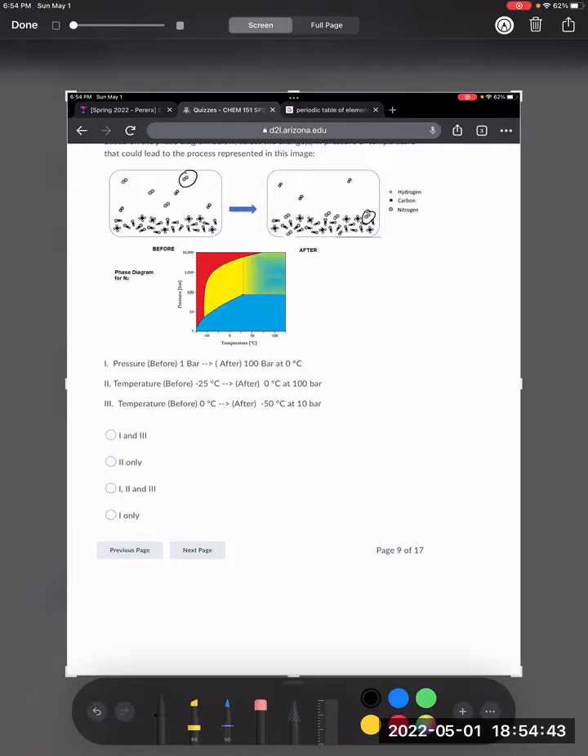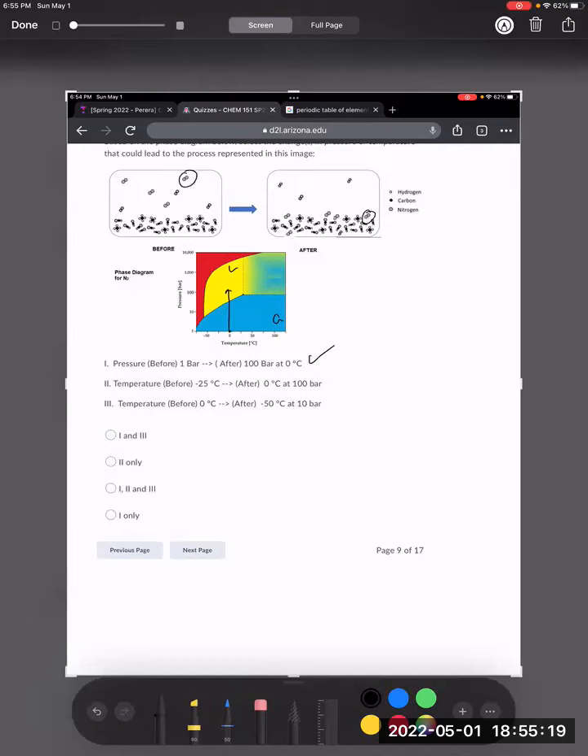And then let's consider these processes. Pressure 1 bar, and then you are increasing that to 100 bar at 0 degrees. Here's 1 bar, and then at 0 degrees, and then here's 100 bar. Yep, you went from gas to liquid. You went from blue region to yellow region, meaning you're going from gas to liquid, so that works. Option A.